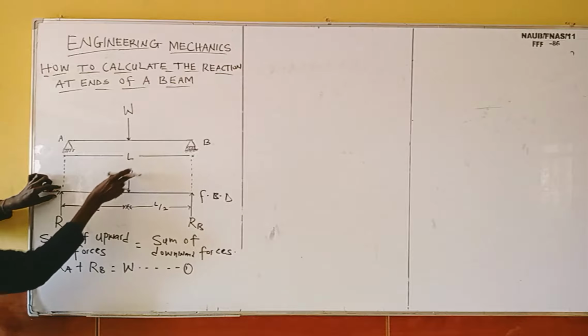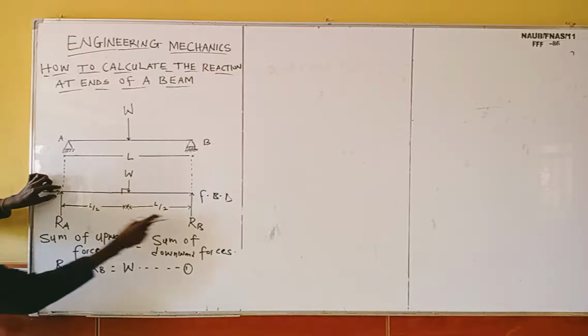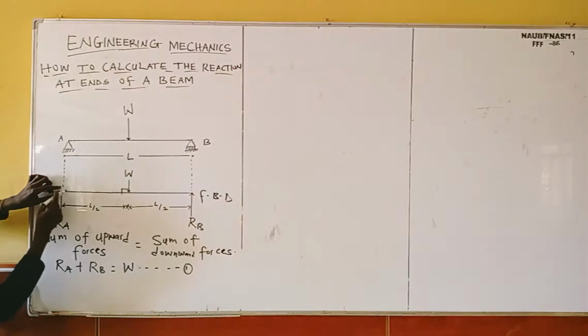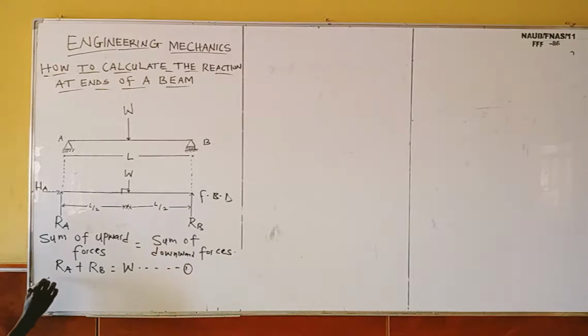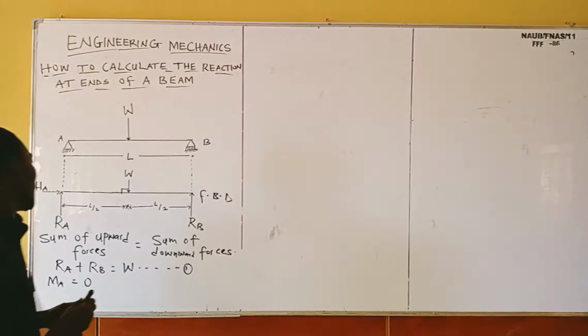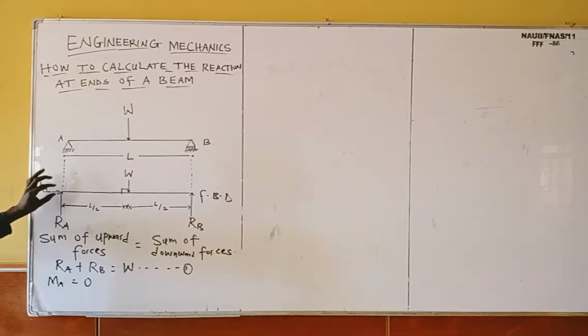So it will be force times perpendicular distance. Look at this force times the whole length, it will cover the whole length. Now we take a moment. Taking a moment at point A equals 0. So now let's take the moment together.